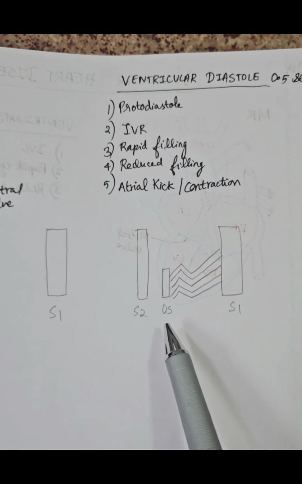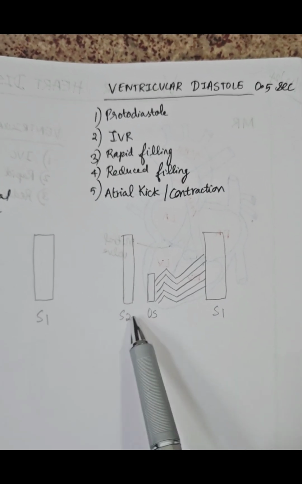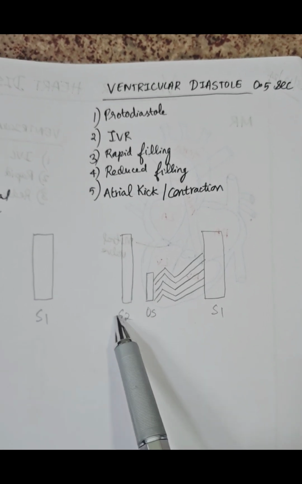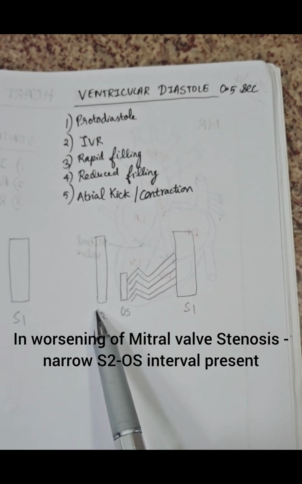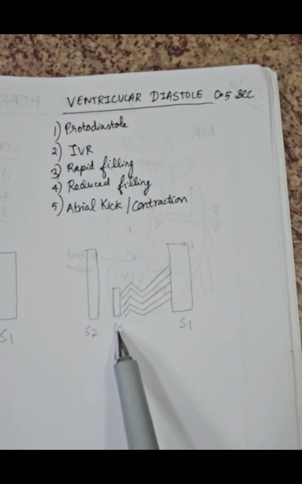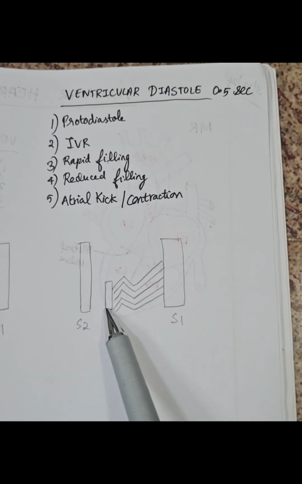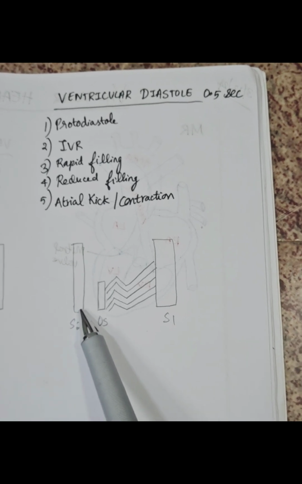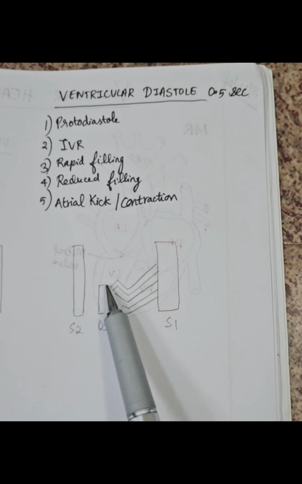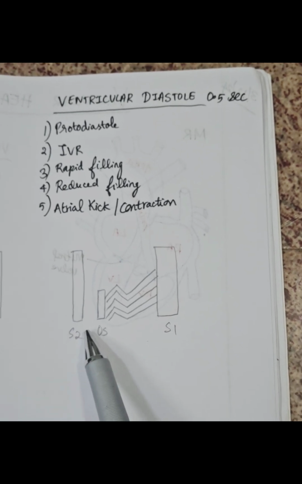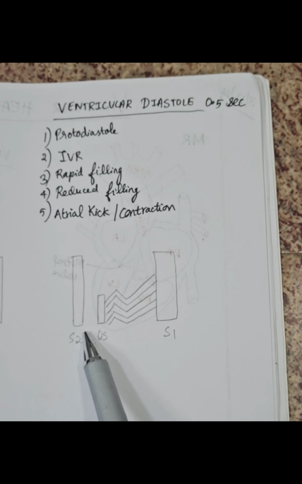Okay, now how do we know if the person with mitral stenosis is worsening? In worsening of mitral stenosis, the S2-OS interval is narrow. So now there is some space between S2 and OS. OS is nothing but a diastolic sound. Now if the patient worsens, the OS, which is heard over here, comes very close to the S2. But clinically identifying opening snap is difficult, and to recognize that the interval between the S2 and OS is reduced is all the more difficult.